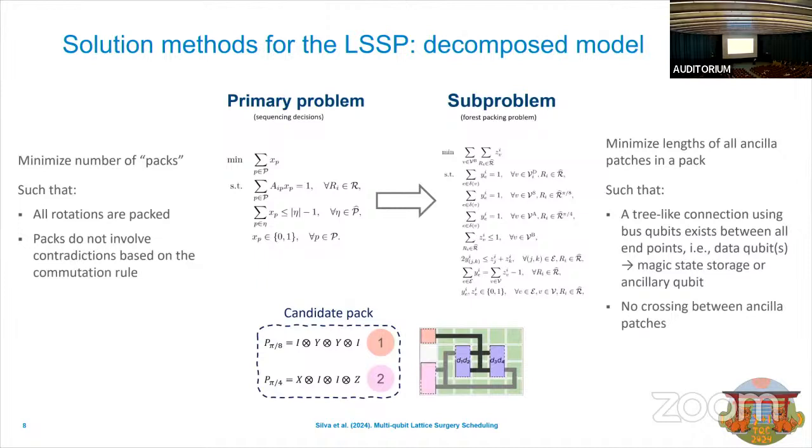So in a quick example here, again, given the trivial rule, these two operations here commute. That means that this is a candidate pack for the primary problem. So when I go to the sub-problem, I need to generate two ancilla patches, one for each one of them, that connect all the qubits requested. And if it's possible, if there is no bump between the ancilla patches, we have a feasible solution.